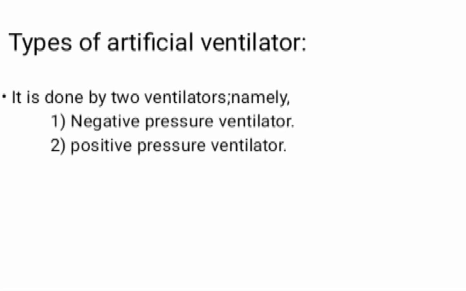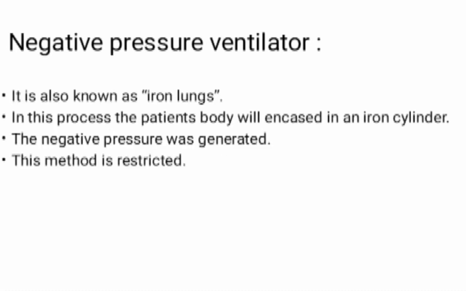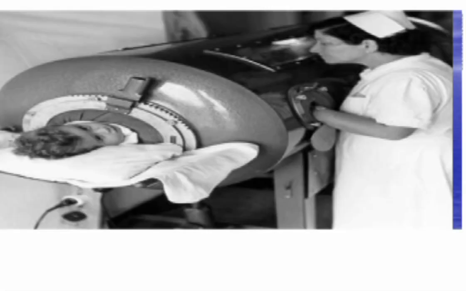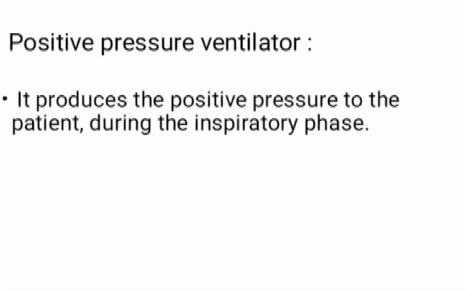What are the types of artificial ventilator? The negative pressure ventilator as well as the positive pressure ventilator. In the negative pressure ventilator, the iron lung, the patient's body is encased in an iron cylinder. This diagram shows an iron ventilator, which babies needed for negative pressure ventilation. The positive pressure ventilator produces positive pressure to the patient during the inspiratory phase.